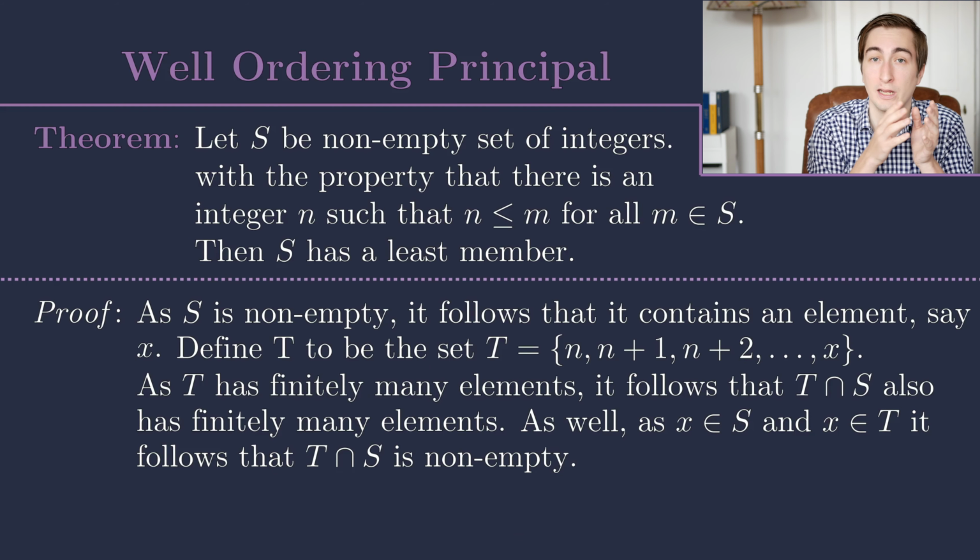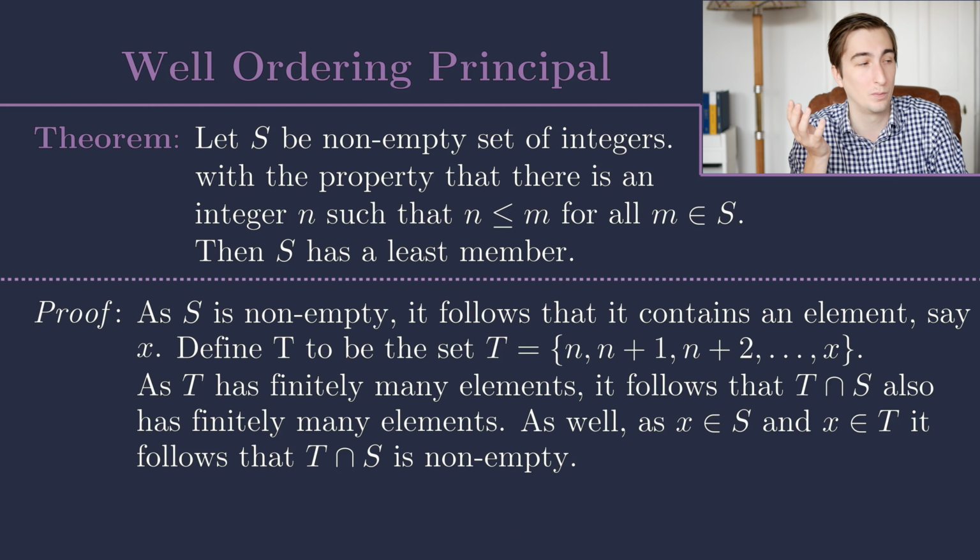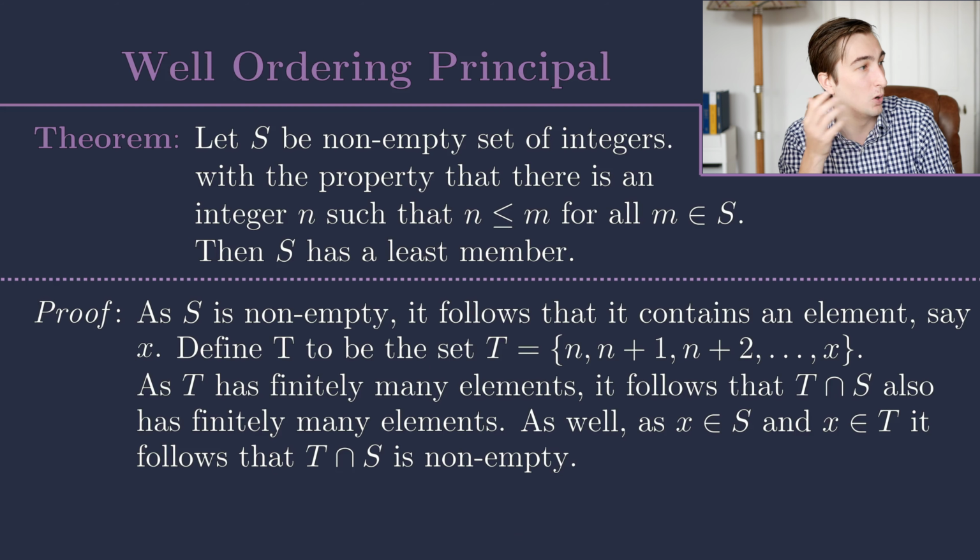Because the intersection is the set of elements that are common in both, and because we know that X is both in S and T, it follows that T intersect S is non-empty, and it's important that we understand that this set is non-empty. Now, since this set is non-empty and it has finitely many elements, it must have a least element, because if I have a set, and I've got this ordering defined on it now, right? I have an ordering defined on my integers, as I did before.